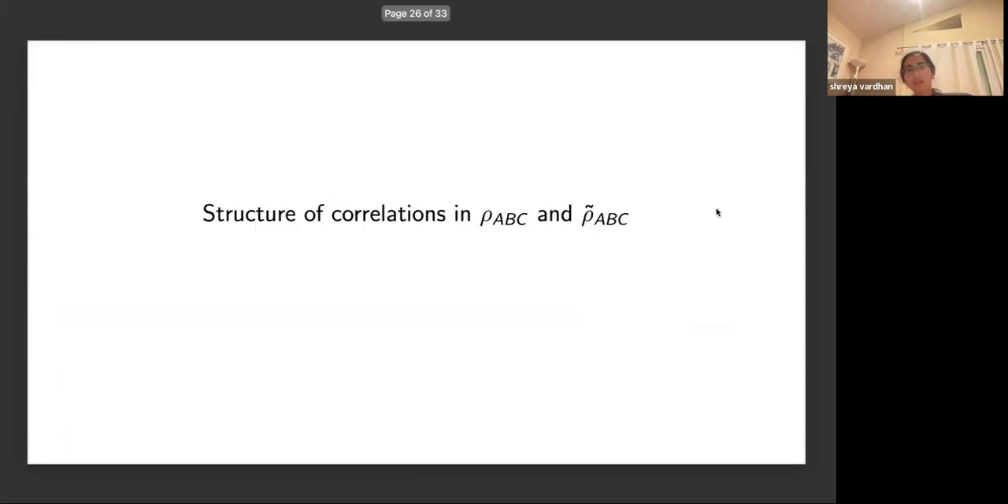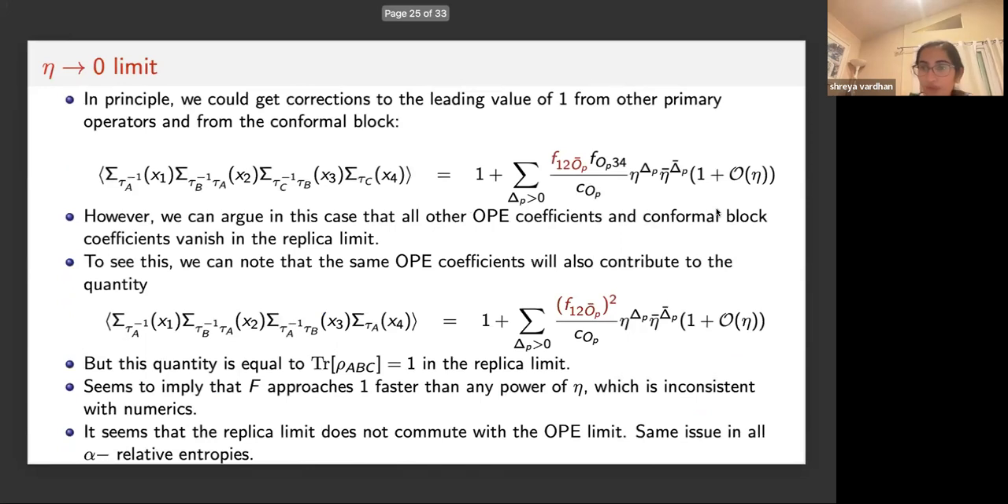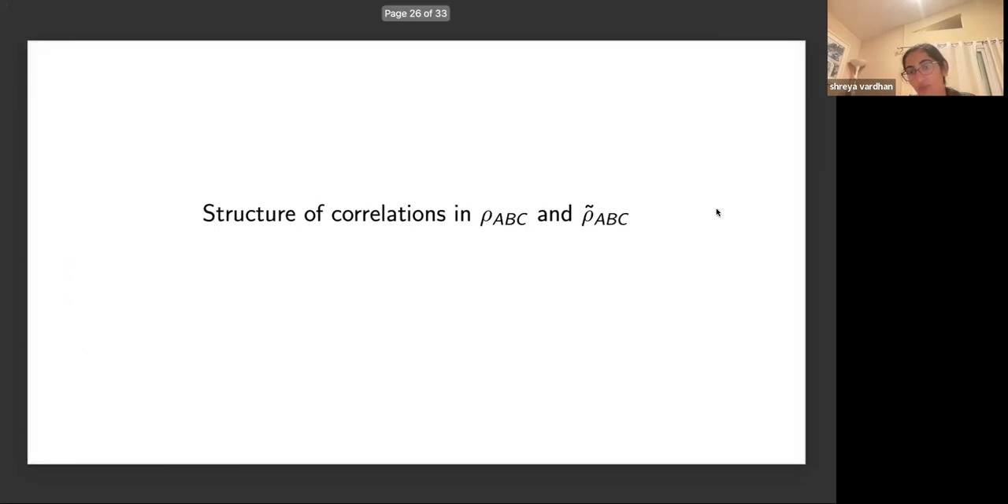Right. Okay. So those were the results for these quantitative distance measures.